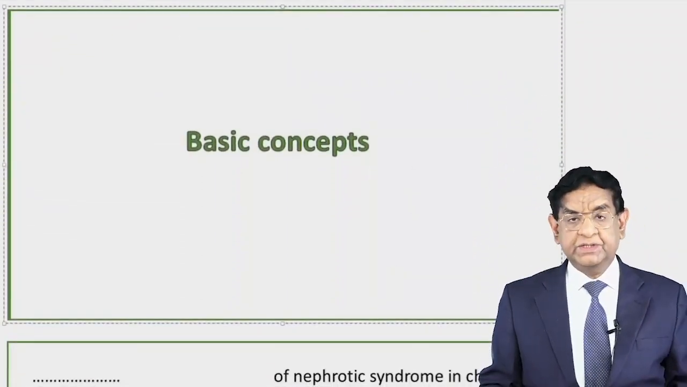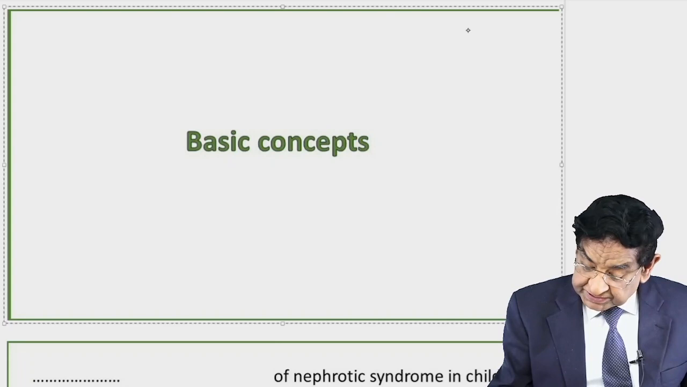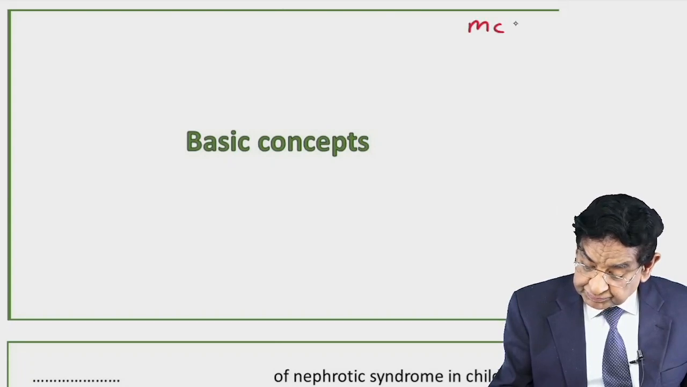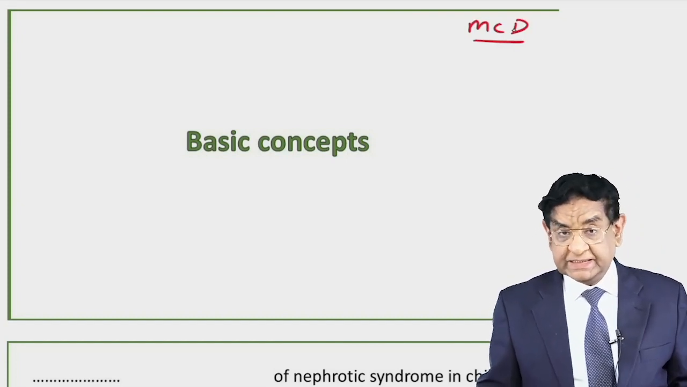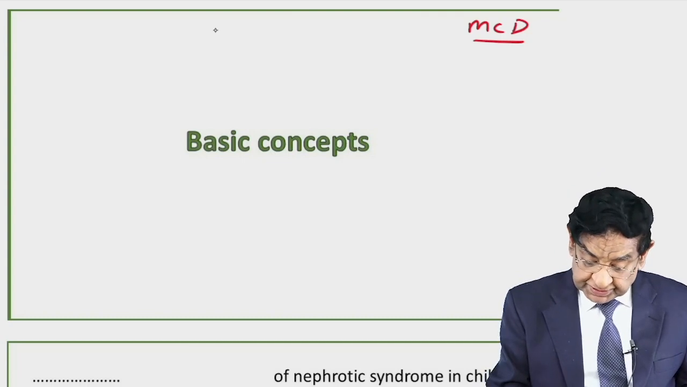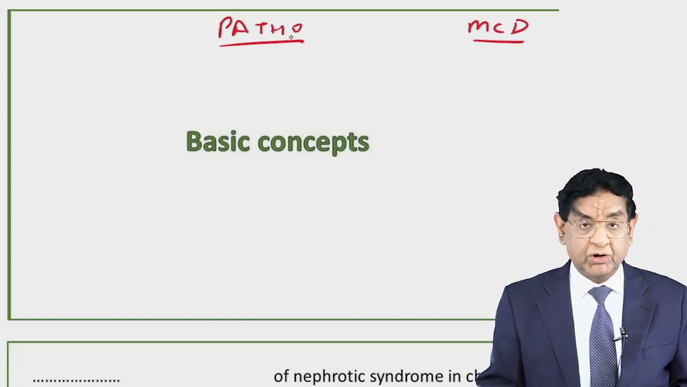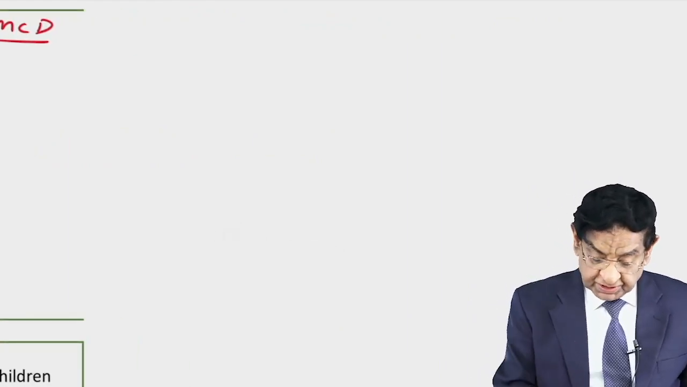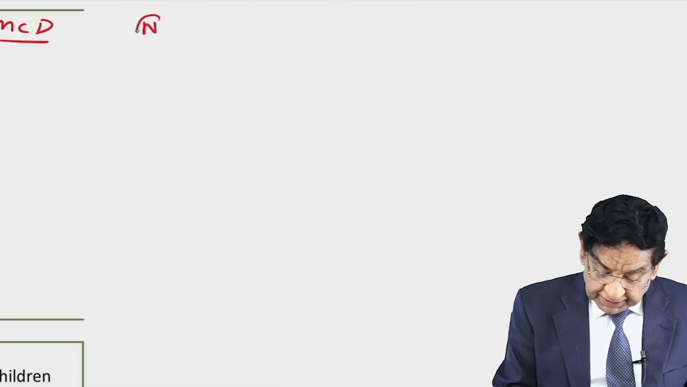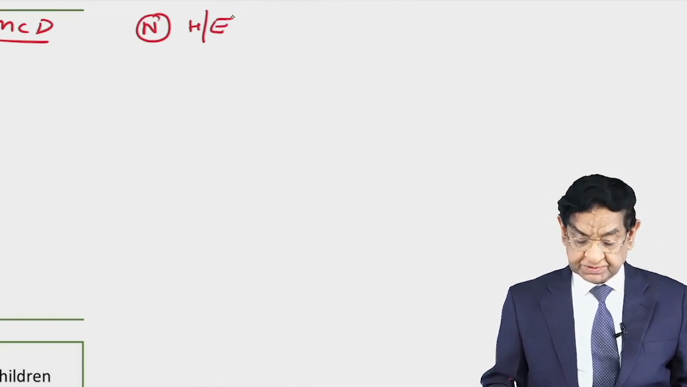Well, the topic of discussion today is minimal change disease. So before I proceed to that, let's learn the basic concept about the pathology of glomerular diseases. But before we discuss the pathology, you should know the normal histology. Unless you are clear about the normal histology, you will never understand the pathology. So, normal histological examination of the glomerulus.